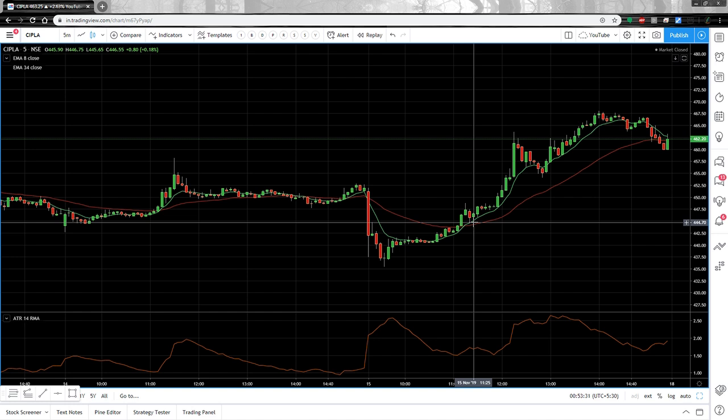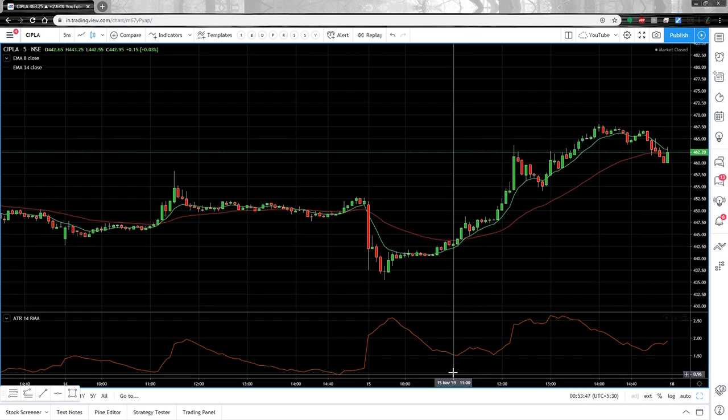So what was the high of the 11.25 candle? It is 446.75. If you see the left top corner of my screen, you have the open, high, low, close prices mentioned there. So the high of the 11.25 candle was 446.75. Now get on to the ATR.